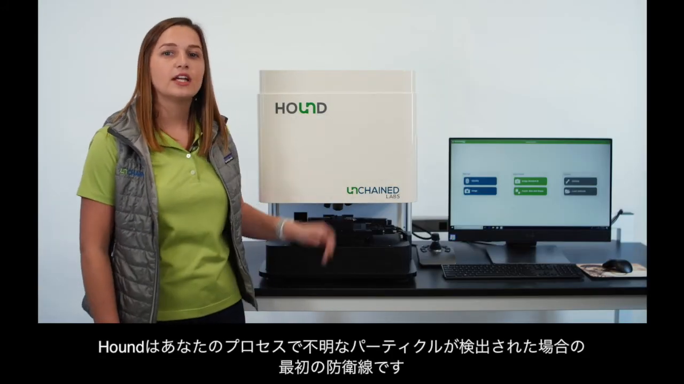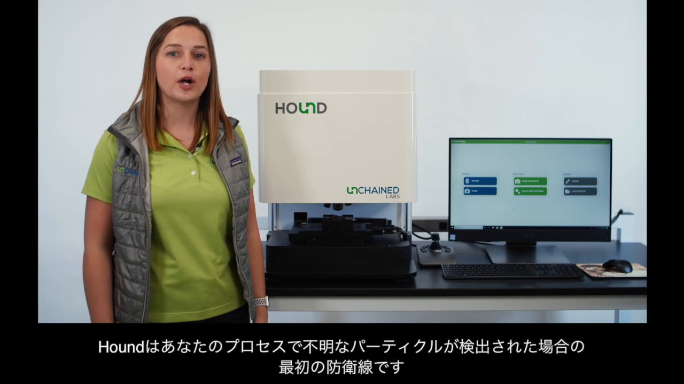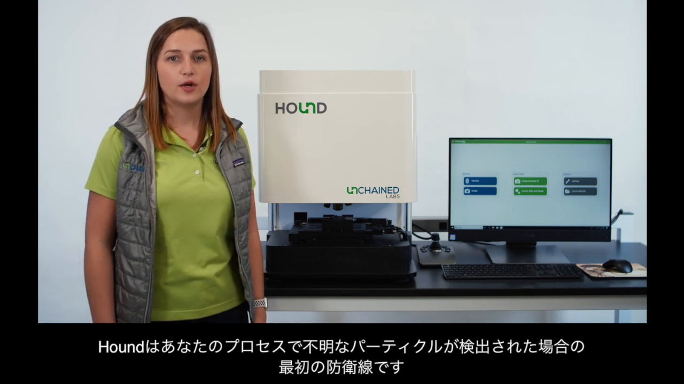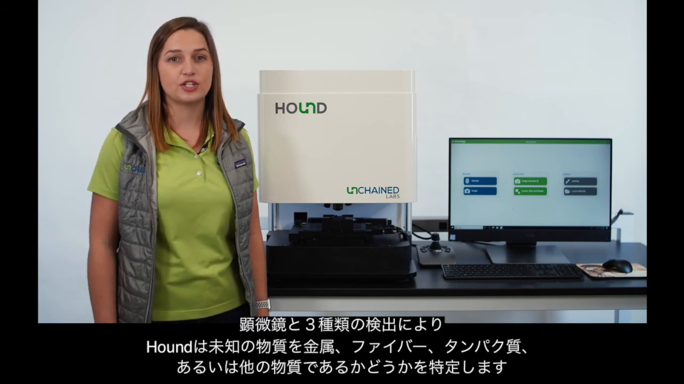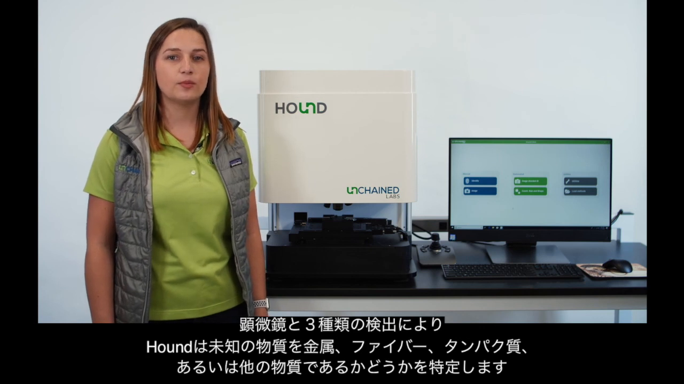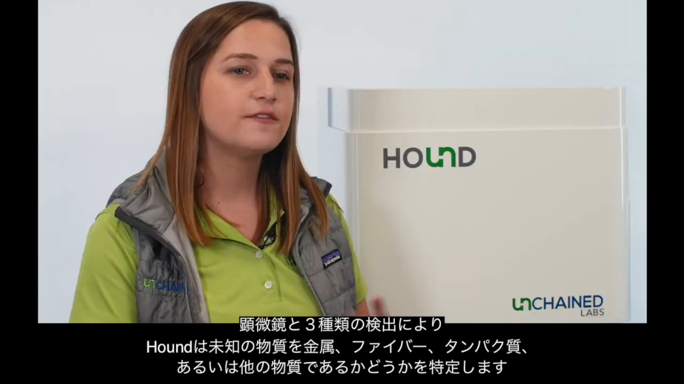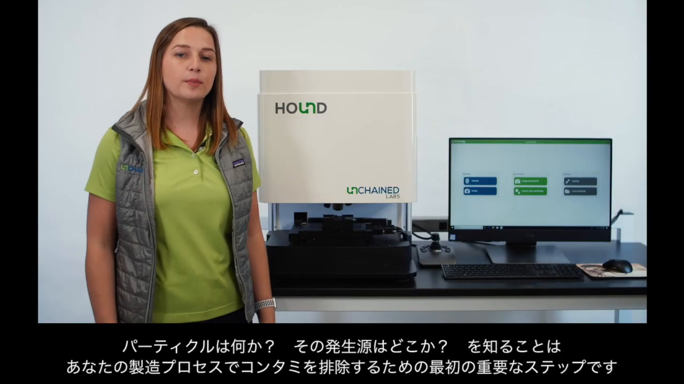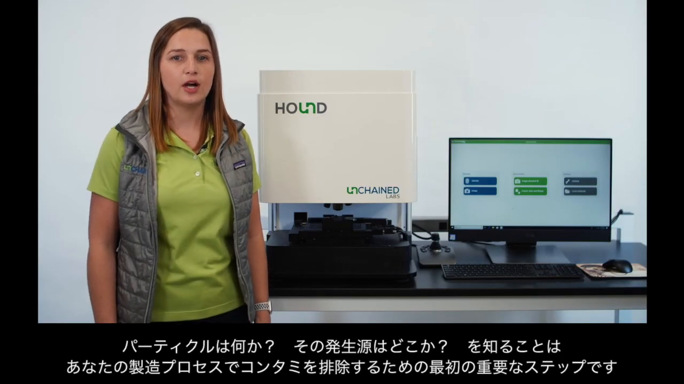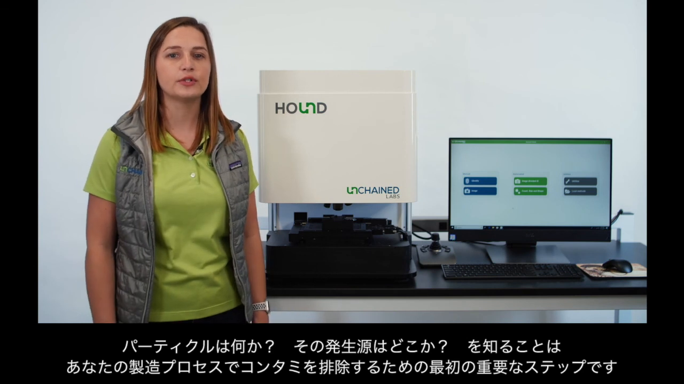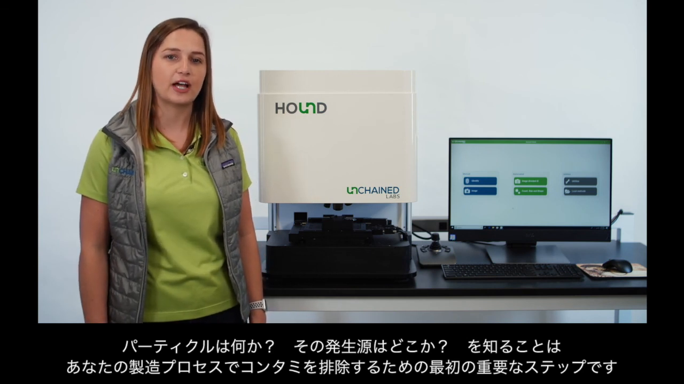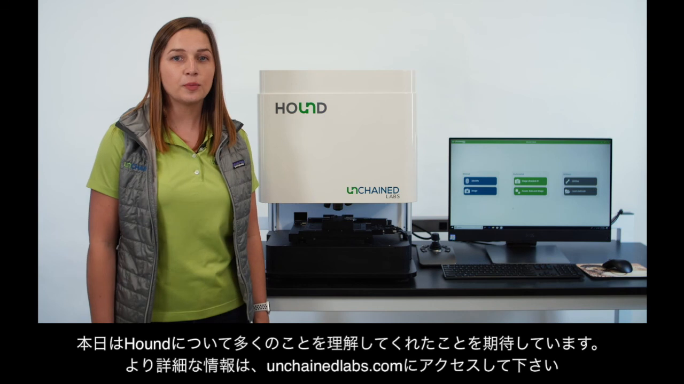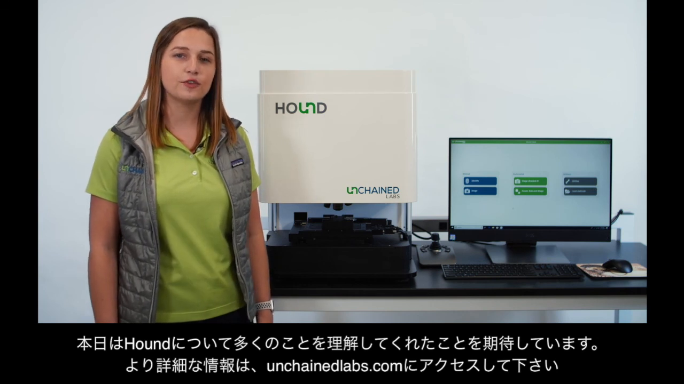To summarize, Hound is your first line of defense when rogue particles are found in your process. With microscopy and 3 detection methods, Hound identifies unknown particles whether they're metals, fibers, proteins, or anything else. Knowing what your particle is and where it came from are the first crucial steps to eliminate contamination in your manufacturing process. I hope you learned a lot about Hound today, and thank you for tuning in.